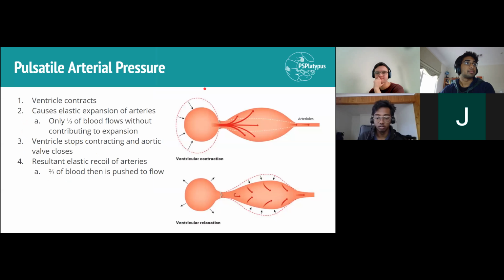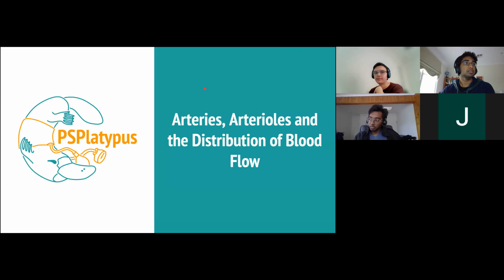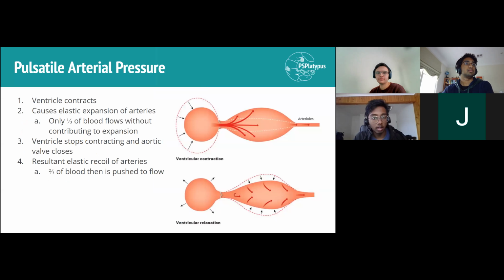I will continue with arteries, arterioles, and distribution of blood flow. So this is really continuing on from what we've talked about in the cardiac cycle. So first, the ventricle contracts. So let's take the left ventricle, for example, which is going to pump blood to the rest of the body.